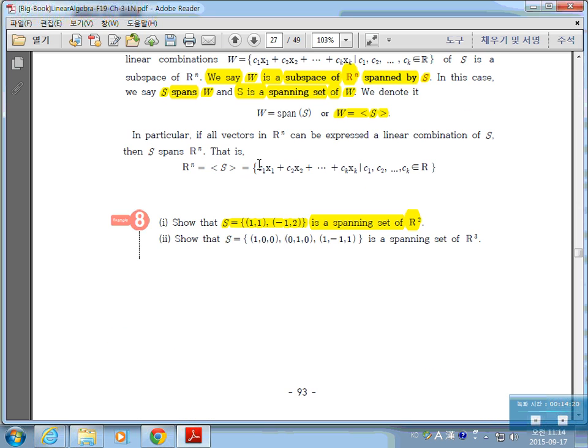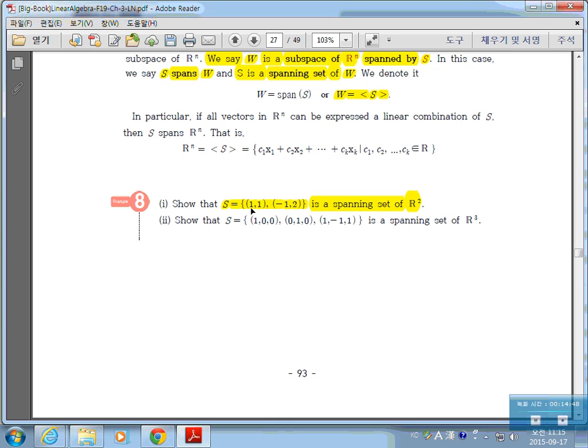And also we write it in this way, W is spanned by S. And in particular, if all vectors in Rn can be expressed as a linear combination of S, then we should say S spans Rn, which means the span of S is the same as Rn. So this can happen as well.